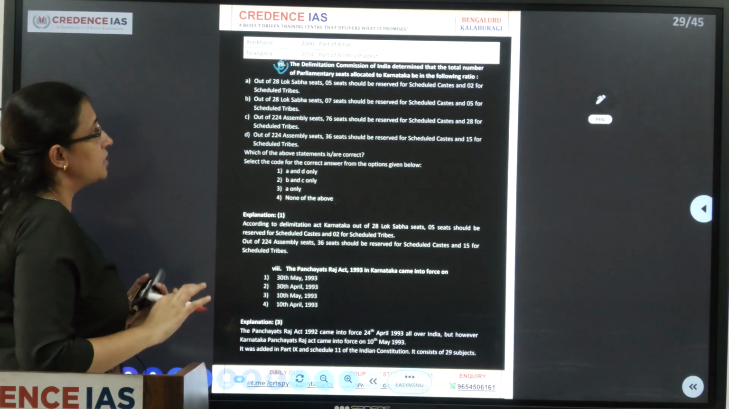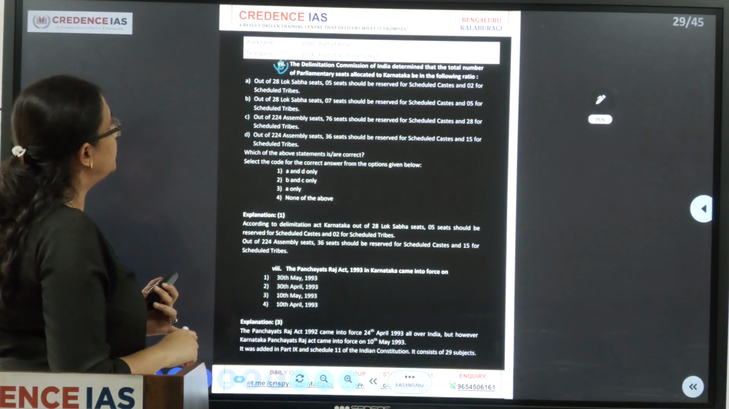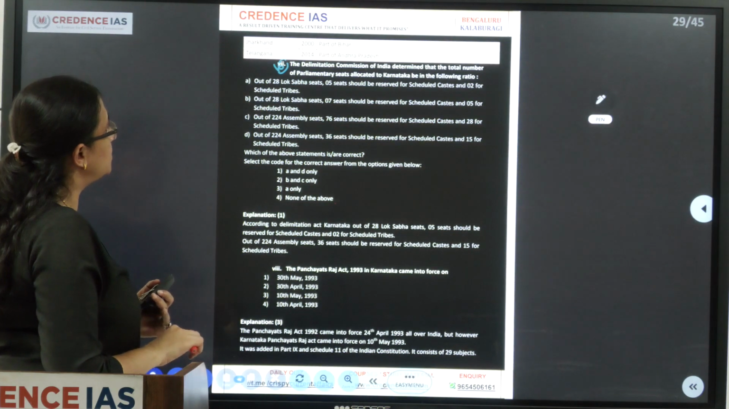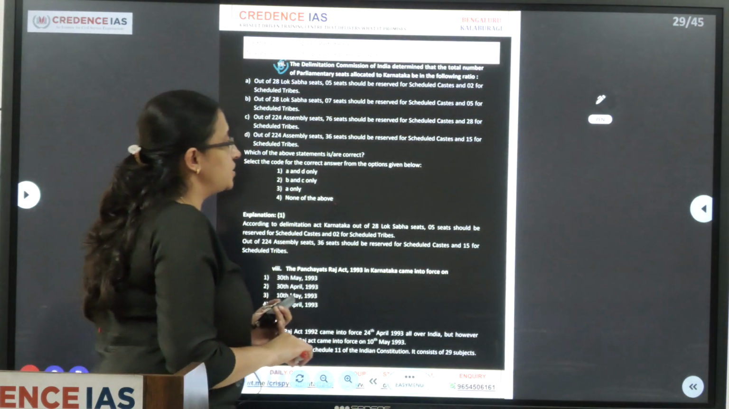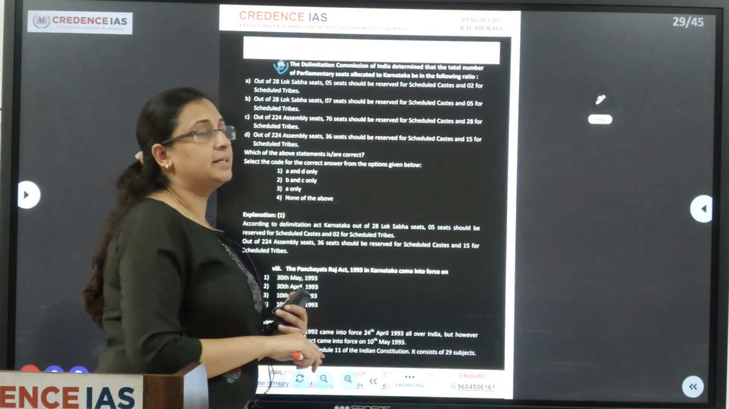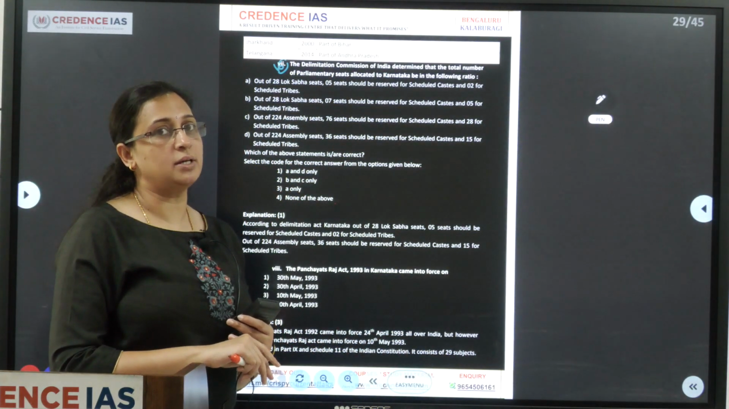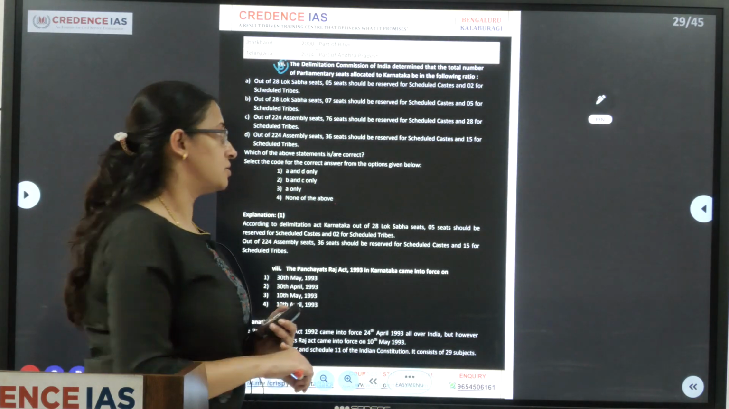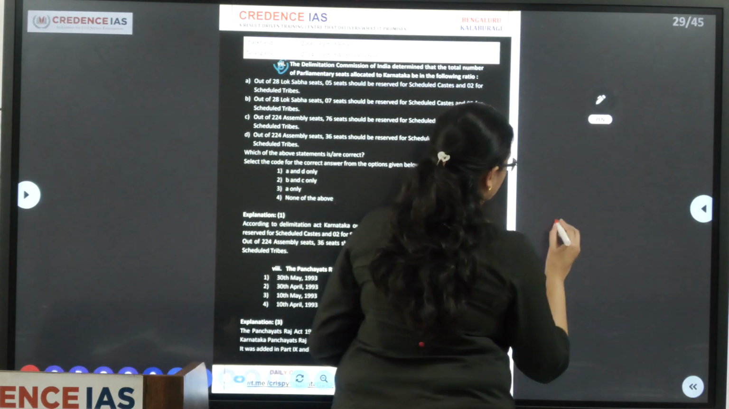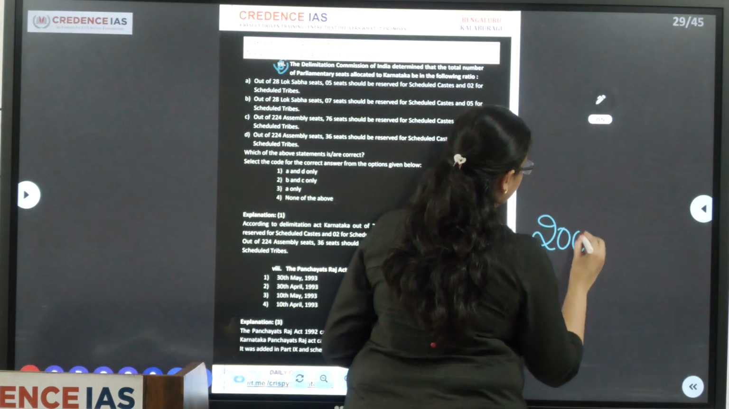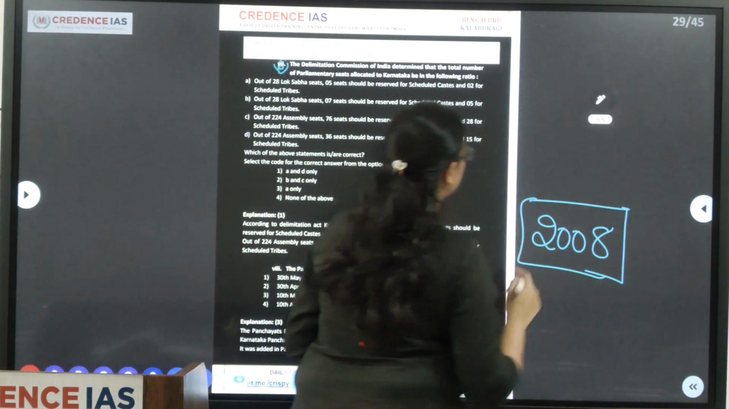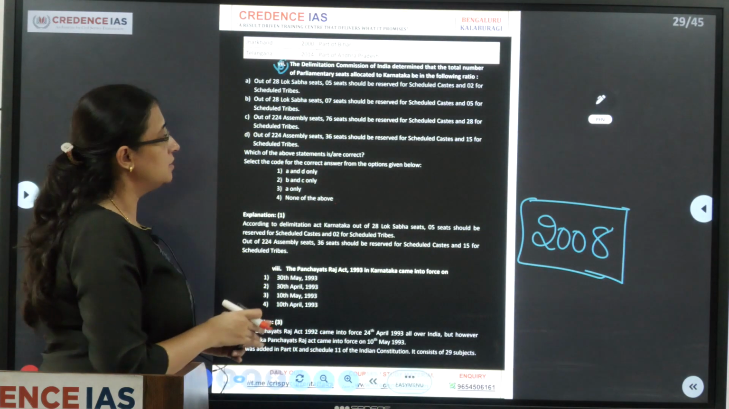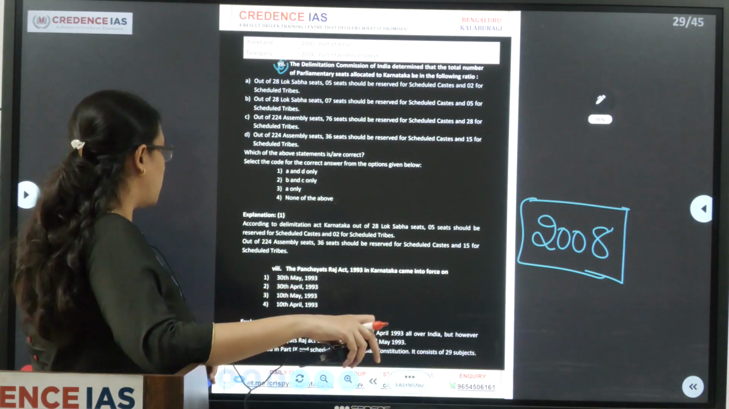The Delimitation Commission of India determined the total number of parliamentary seats allocated to Karnataka in the following ratio. The Delimitation Commission delimits the territorial boundaries for the state as well as Lok Sabha elections. The Delimitation Commission order was passed in 2008. As per that order, the seat allocation for Karnataka is as follows.